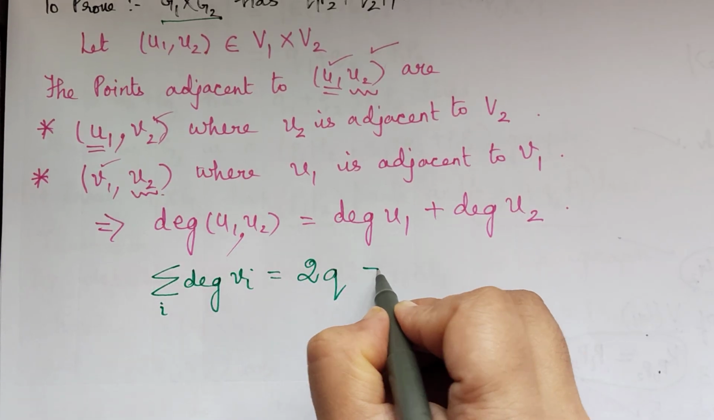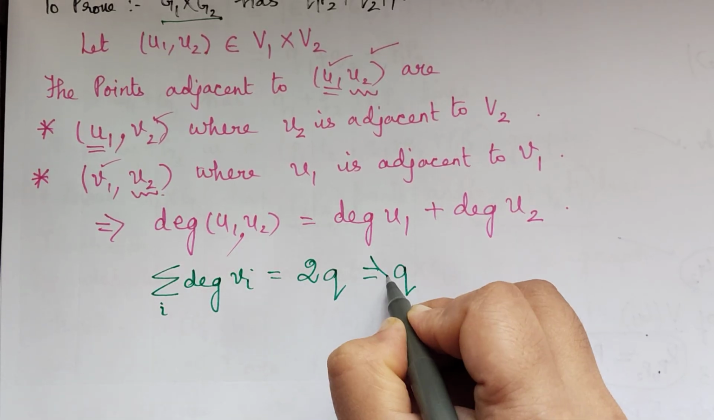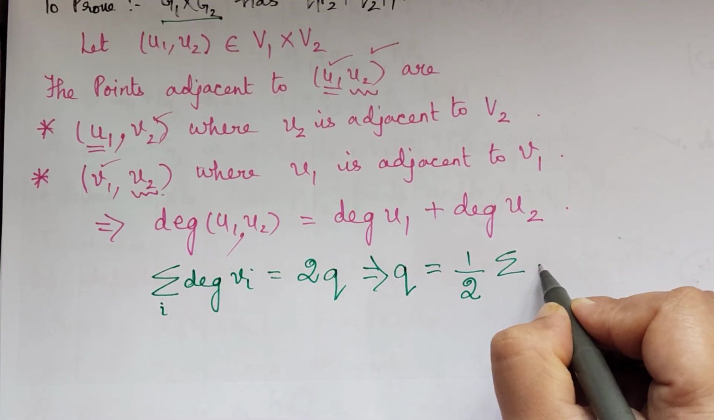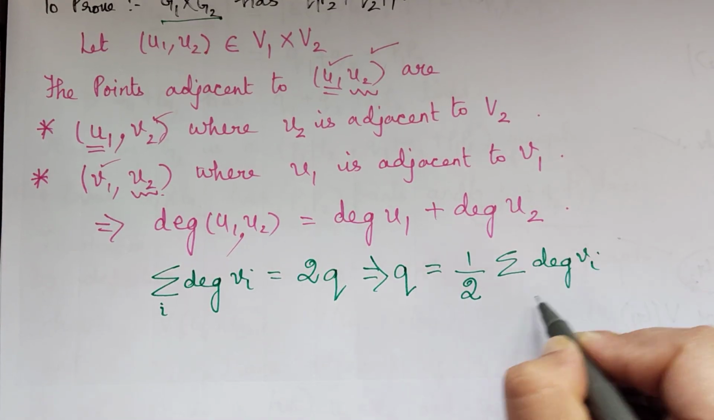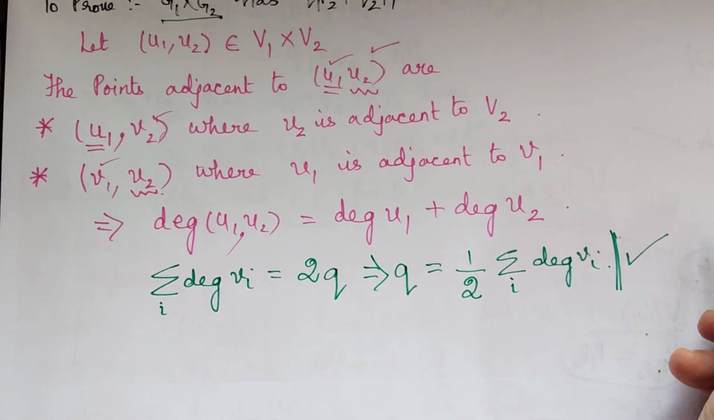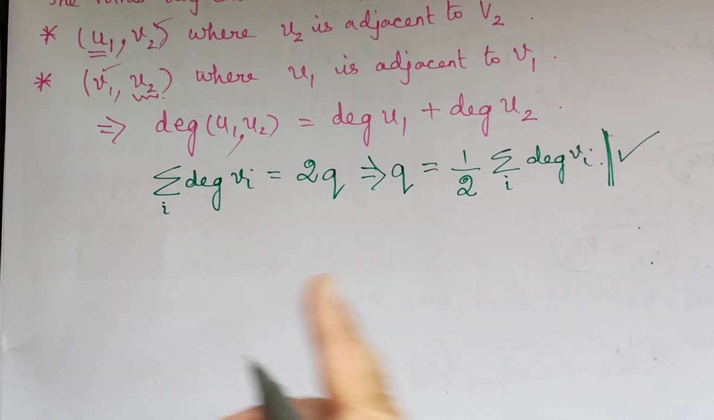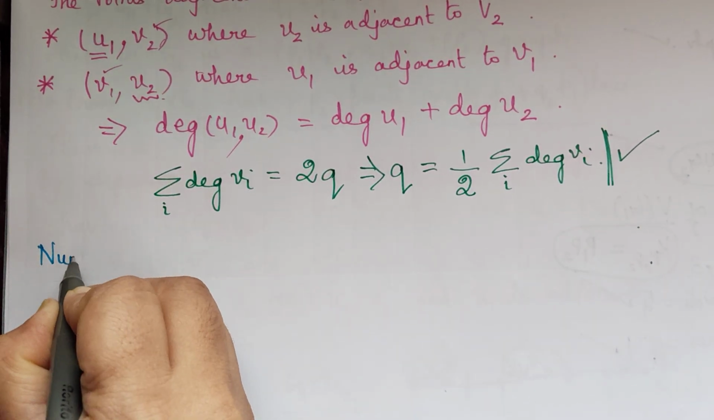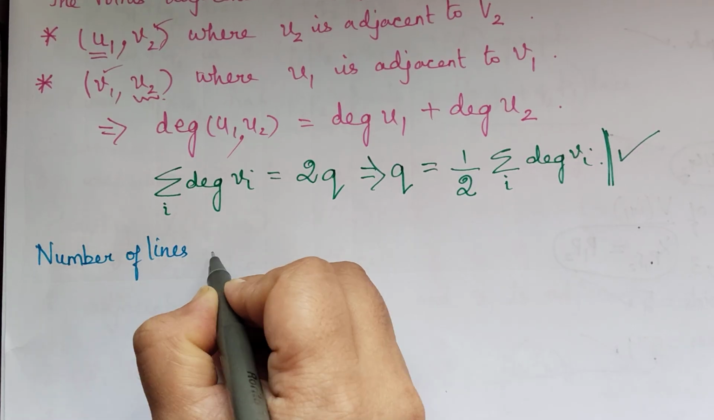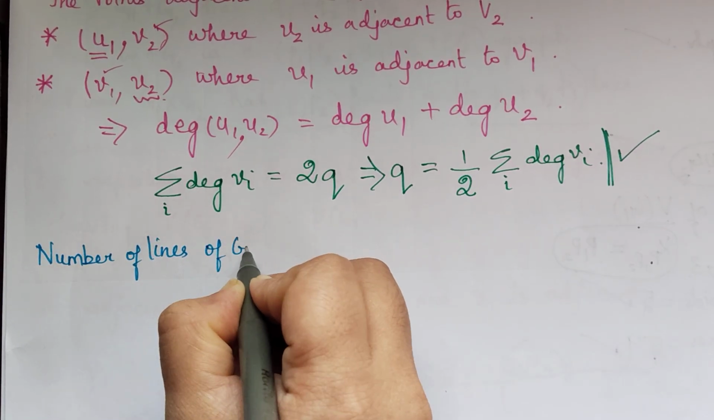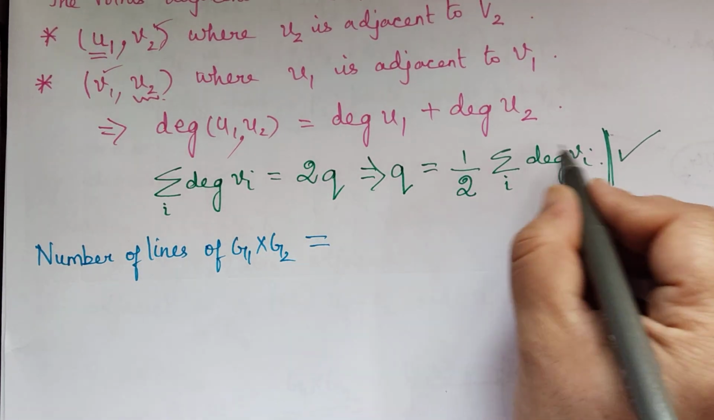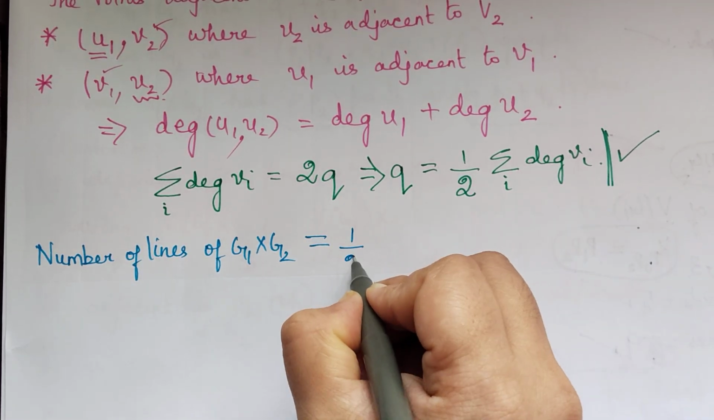Now using this theorem, we know that the number of edges will be equal to 1 by 2 of the sum of the degrees of Vi over i. So we will make use of this concept now. We want to find the number of lines of G1 cross G2. And by using this concept, that will be equal to 1 by 2.